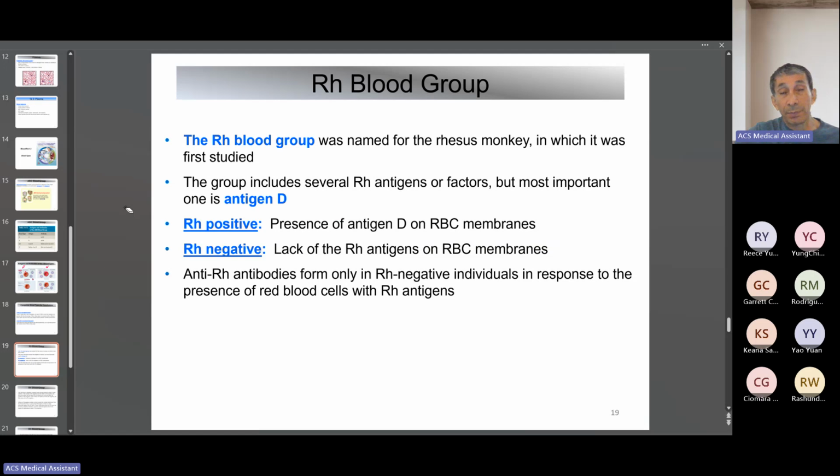So I can receive, let's say that I'm AB. I can receive from anyone, whether it's A positive or A negative, B positive or B negative, O positive or O negative. It doesn't matter. It's not the RH that's going to determine whether my blood matches or not to get a blood transfusion.